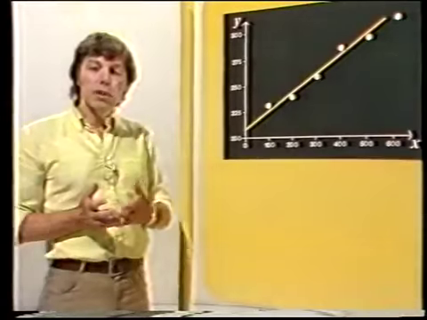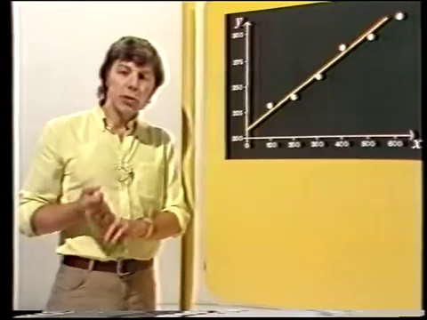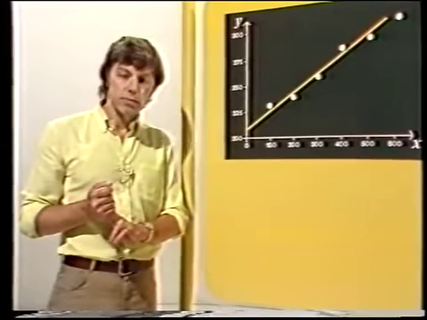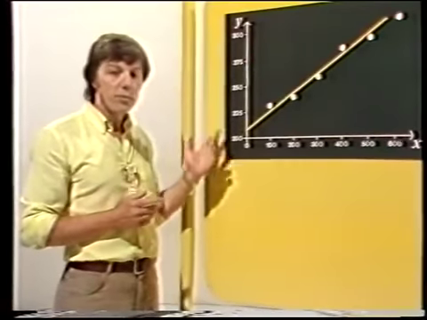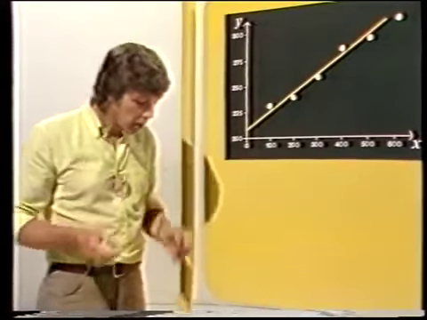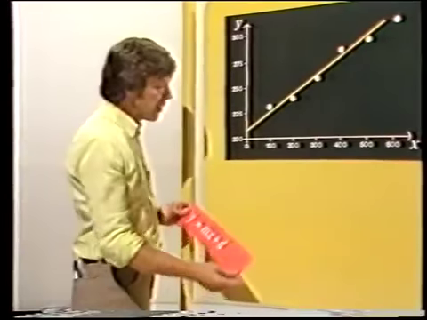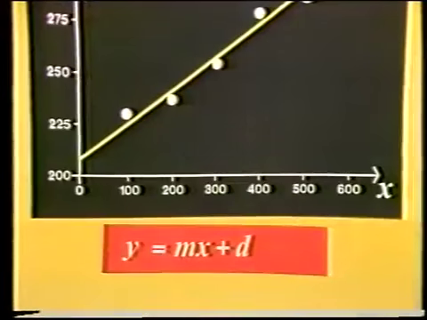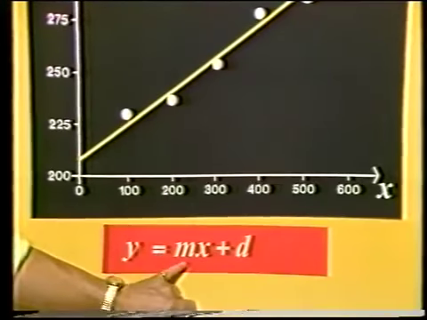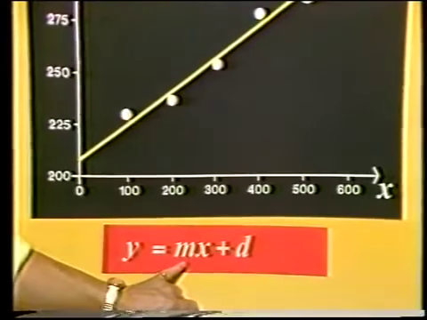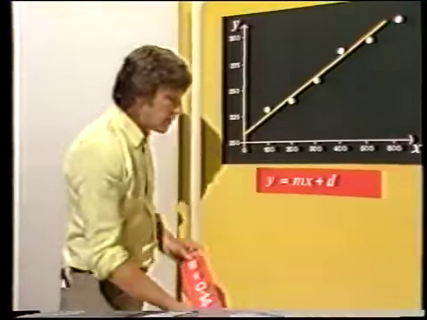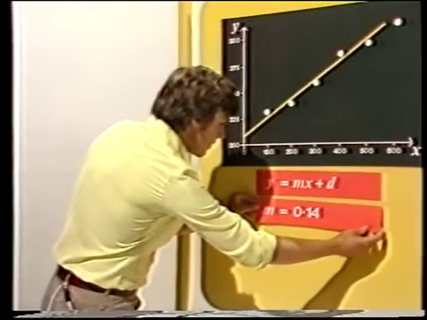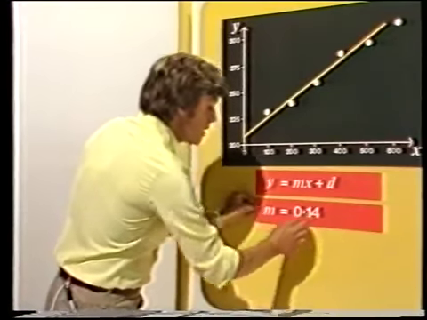Now, the next thing we asked you to do was to write down the equation of the line that you had drawn. Can I do that for my line? Well, what's the general form of the equation of a line? It's this: y equals mx plus d. And remember that m is the slope. And we've just found that that was 0.14. So m is 0.14.